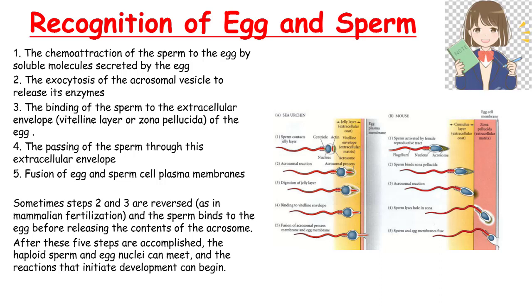This outer layer is the cumulus layer, that is the extracellular coat, and this is the zona pellucida, the extracellular matrix. This is the egg cell membrane outside it. Okay, after these 5 steps are accomplished, the haploid sperm and the egg nuclei can meet, and the reaction that initiates the development can begin. Okay? With the help of the diagram, you can discriminate.